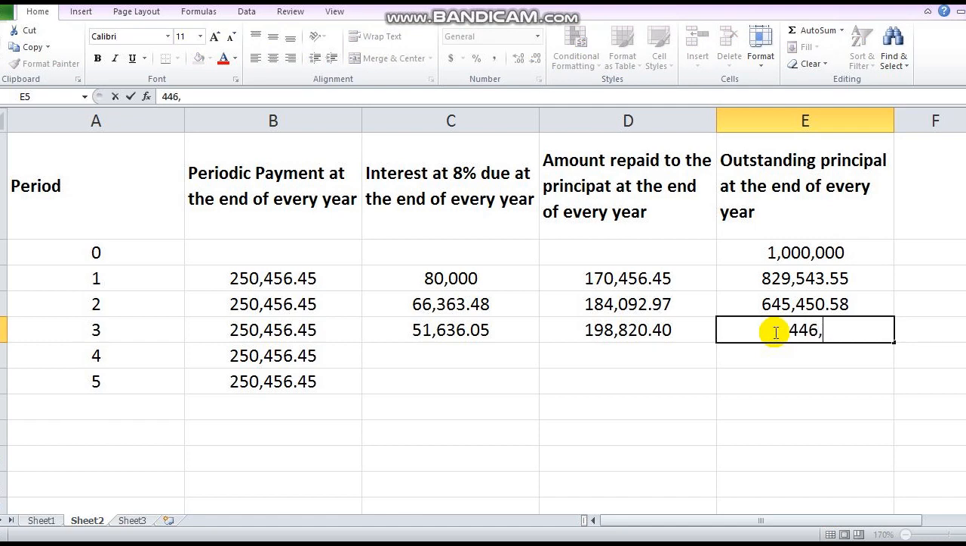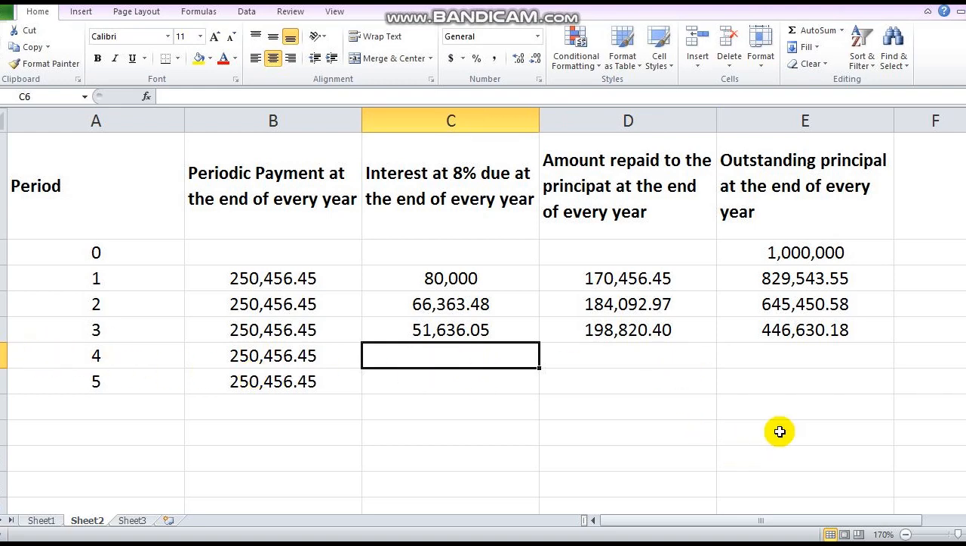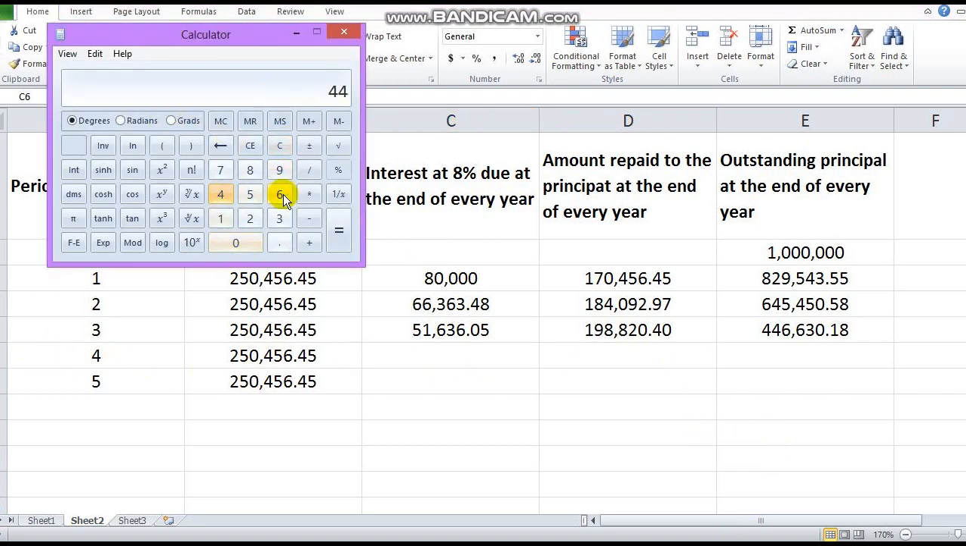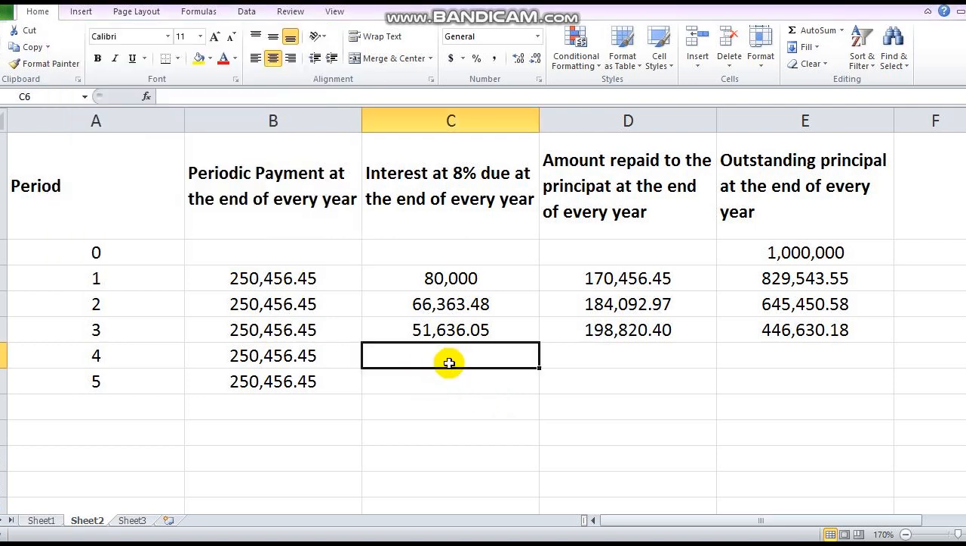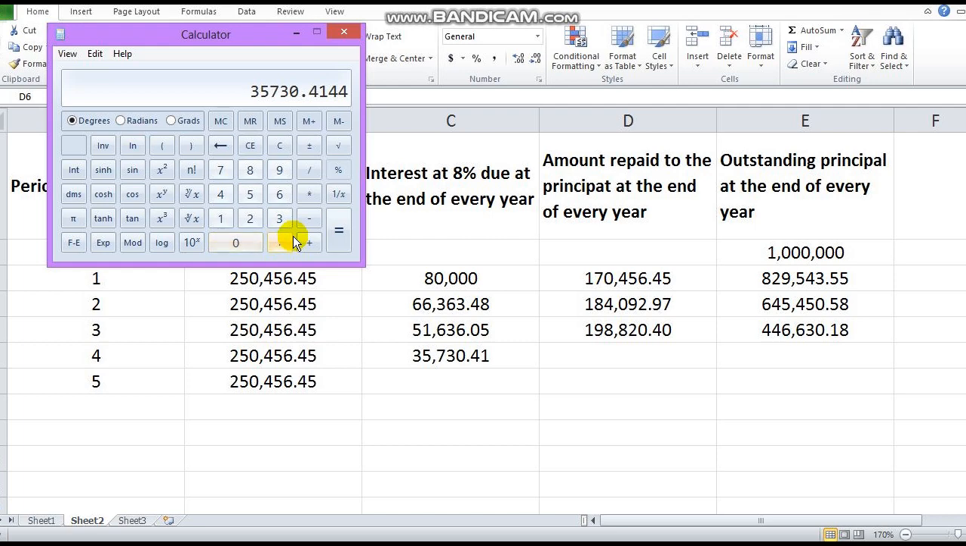So 446,630.18. Let's do it on the fourth row this time. So 446,630.18 times 0.08 times 1 is 35,730.41. So the amount we paid would be, subtract that, 250,456.45 minus 35,730.41.